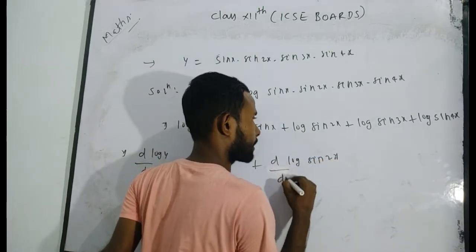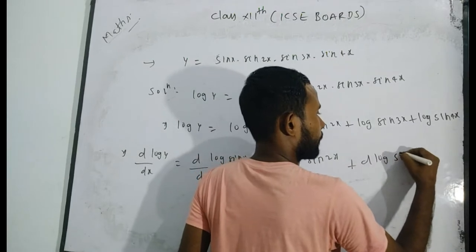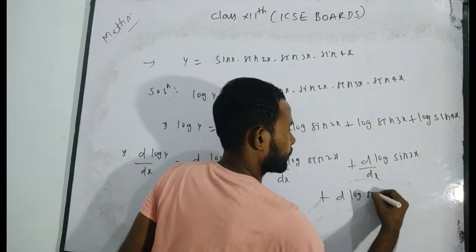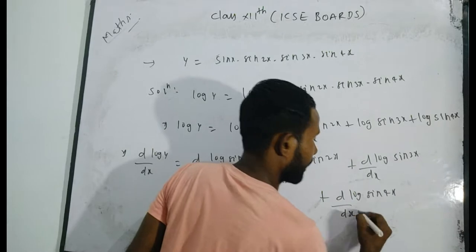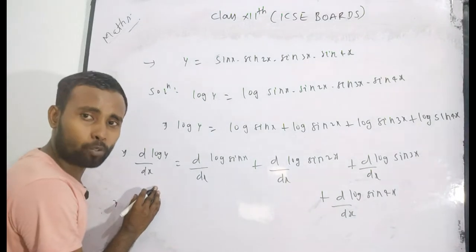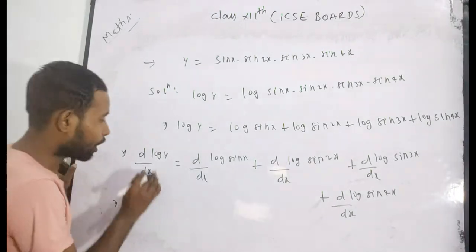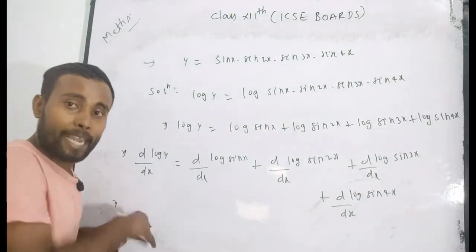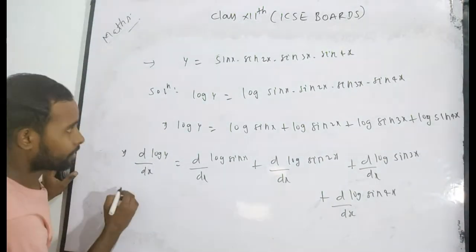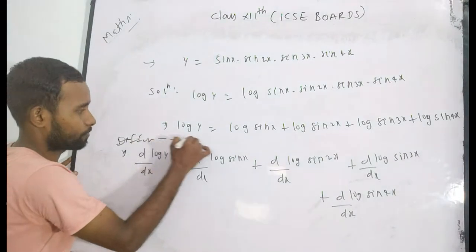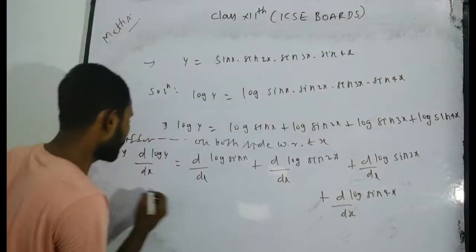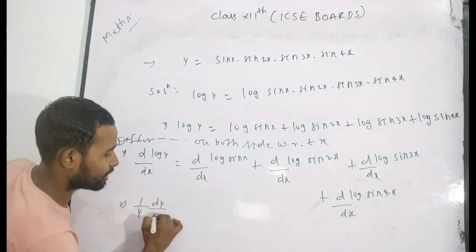Again, differentiate log sin 2x with respect to x. Again, differentiate log sin 3x with respect to x. And the final term will be log sin 4x with respect to x. I think you understand very easily. Now, as you know, the derivative of log y with respect to x will be 1 upon y into dy/dx, because firstly we differentiate log y with respect to y, and again the derivative of y, that means dy/dx. You can write here differentiating on both sides with respect to x. Now I want to write directly 1 upon y dy/dx because there is not enough space to write.